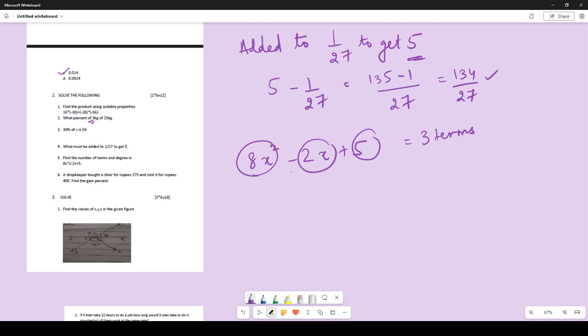And what about the degree? So this is 1 and this is 2. So the degree of this polynomial is 2. That's that. All you had to do was this much. Now let us move on to the next question.